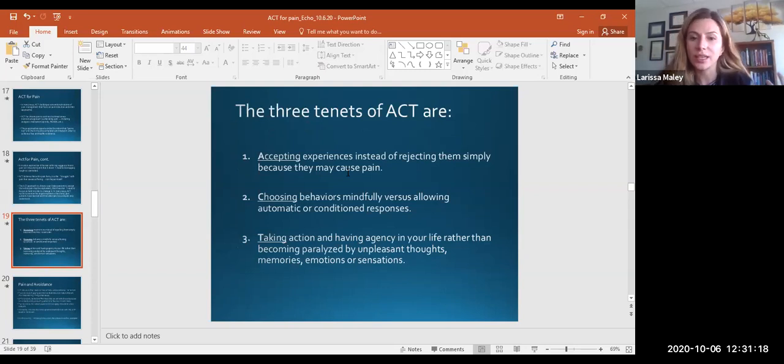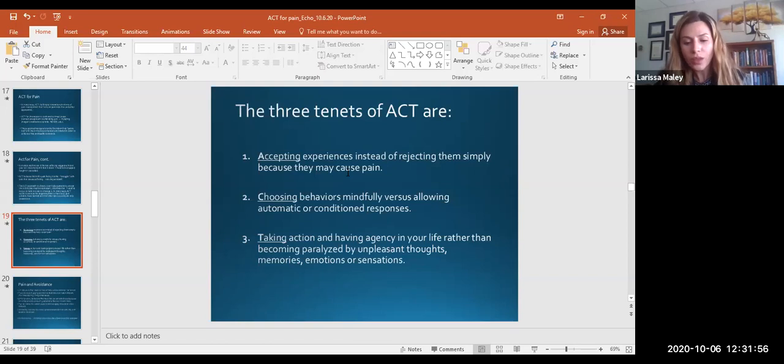So that's accepting what it experiences instead of rejecting it because it causes pain or emotional distress. Choosing behaviors mindfully versus an automatic or conditioned response. So rather than being a zombie that's just walking through life on autopilot, making truly thoughtful, informed choices about what you're doing on a day-to-day basis. And then taking action that gives you agency in your life rather than being paralyzed or held hostage by the unpleasant thoughts, memories, emotions, or sensations.